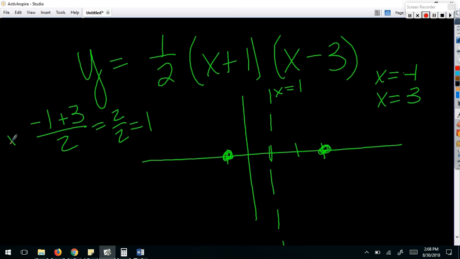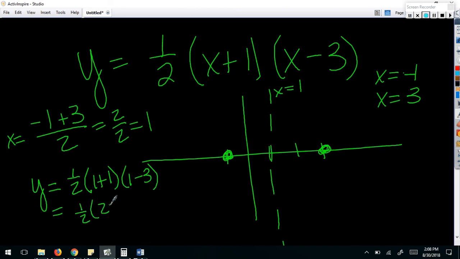If x is 1, then y is 1/2, 1 plus 1, 1 minus 3. Does that make sense? First, 1 plus 1 is what? 2. 1 minus 3 is negative 2. Now multiply. Negative 4.